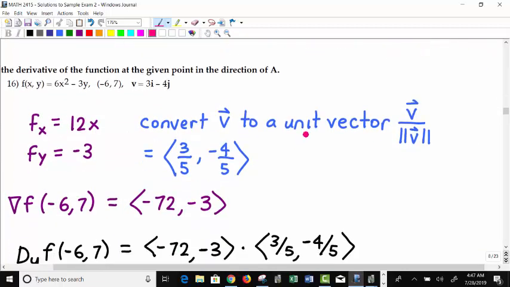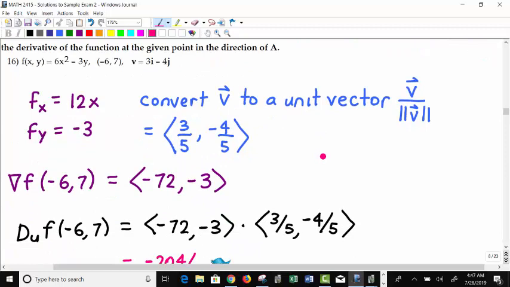Here's another one. We have the partials are going to be 12x for fx, and then fy will be negative 3. So the gradient at the given point, negative 6, 7. So 12 times negative 6 will be negative 72, and this is fixed at negative 3, so it just stays negative 3.